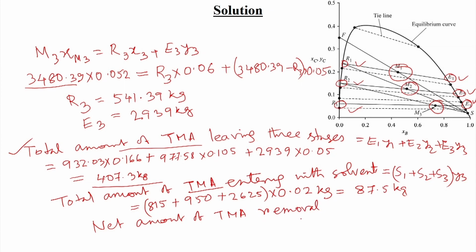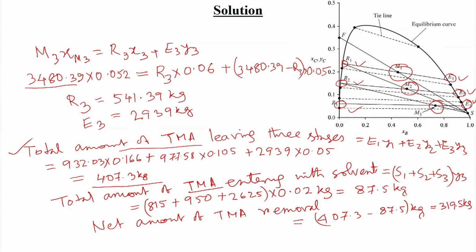So, this will be equal to 407.3 minus 87.5 kg. So, that is coming out as 319.5 kg. Okay.